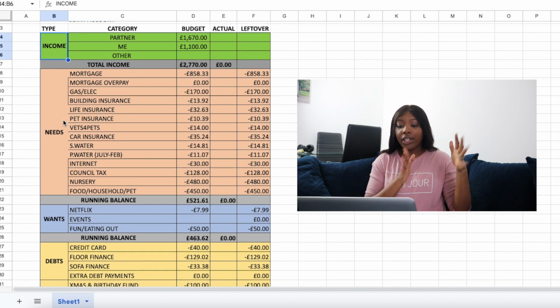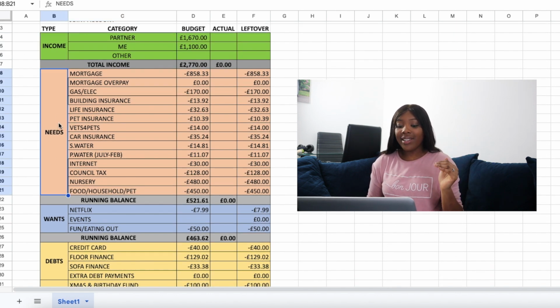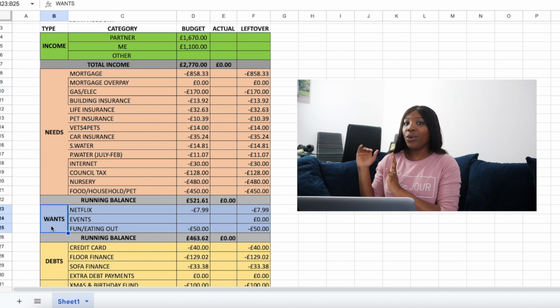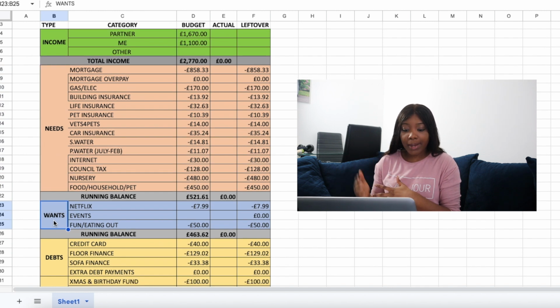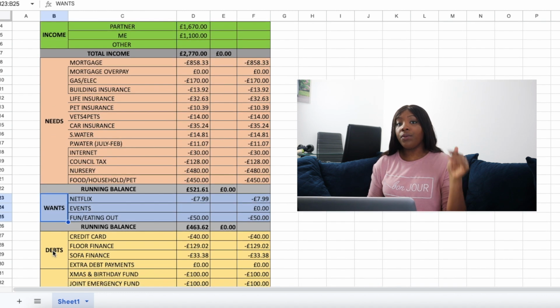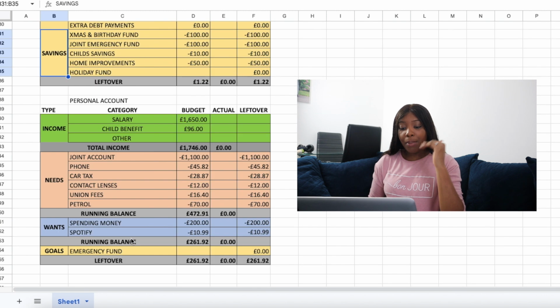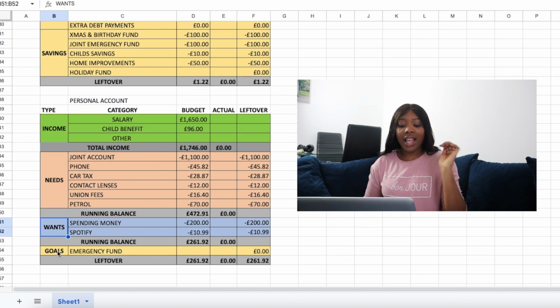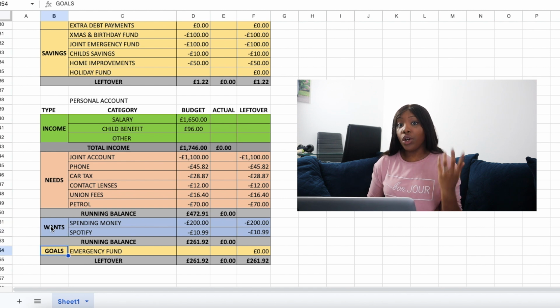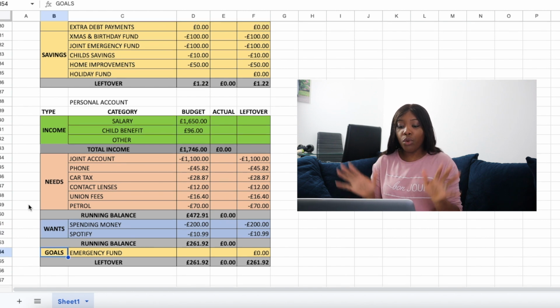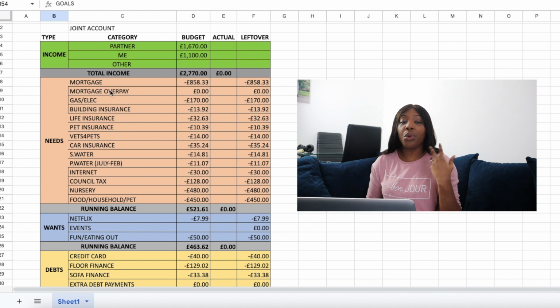So they've got a section for their income, then they've also got a section for needs. I assume these are going to be things that they actually have to pay for, like their essential bills. Then they've also got wants, which will be more like discretionary spending, and then a section for their debt and also some savings. In the personal account I can see it's quite similar. They've got the income, then needs and wants, and also some other goals. So let's have a look in more detail to see what's happening when it comes to the numbers.